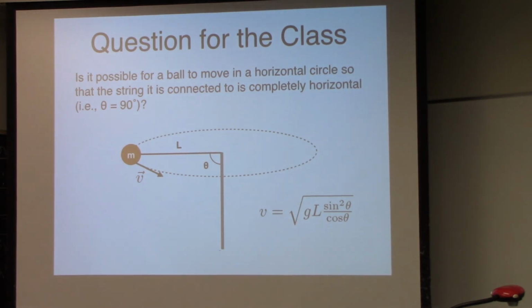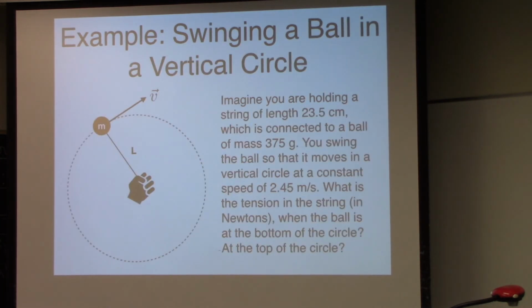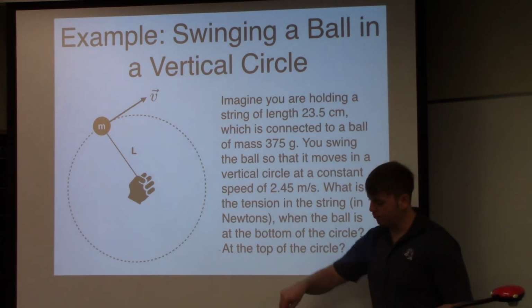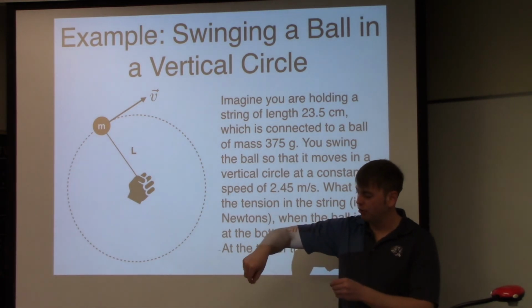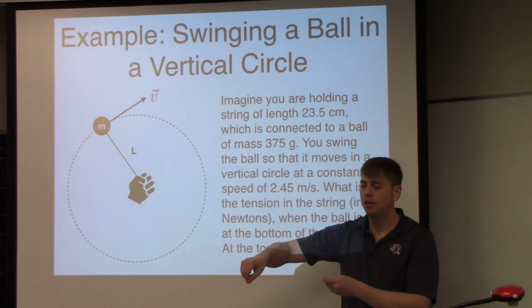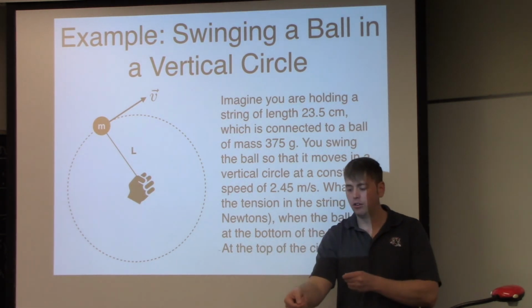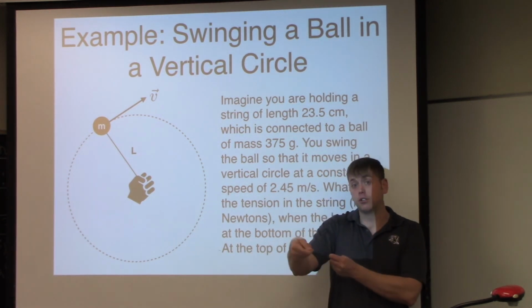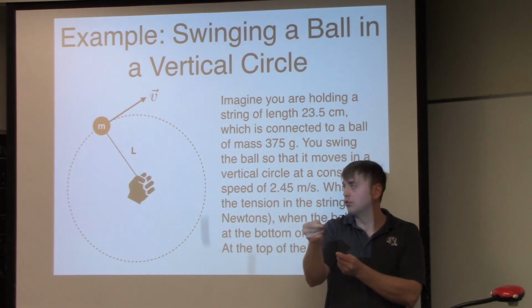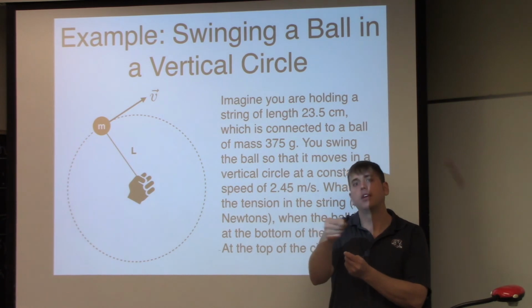So this is absolutely not possible. The next thing we're going to do is talk about a slightly different case, which is swinging a ball in a vertical circle. Before, the ball was moving in a horizontal circle like this. Now I want you to think we're going to swing it in a vertical circle like this. So the circle that it moves in is oriented vertically.